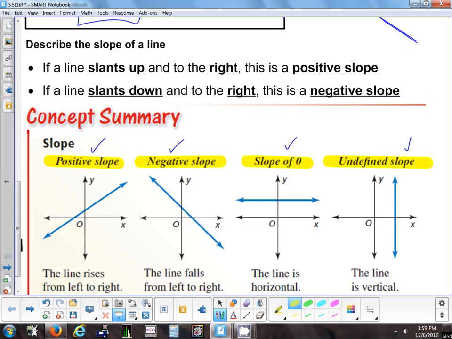Was that highlighted before? No, Mr. Hager just did that. All right? Okay, does everybody have the four types of slopes? And that's it, there's nothing other than those four. Okay.